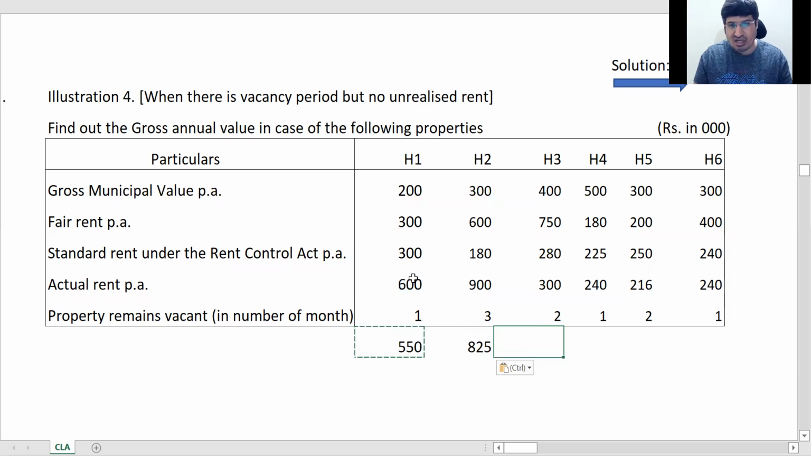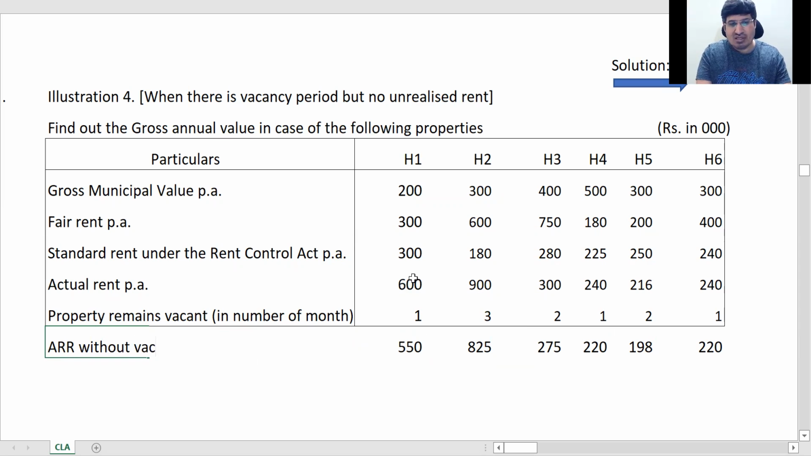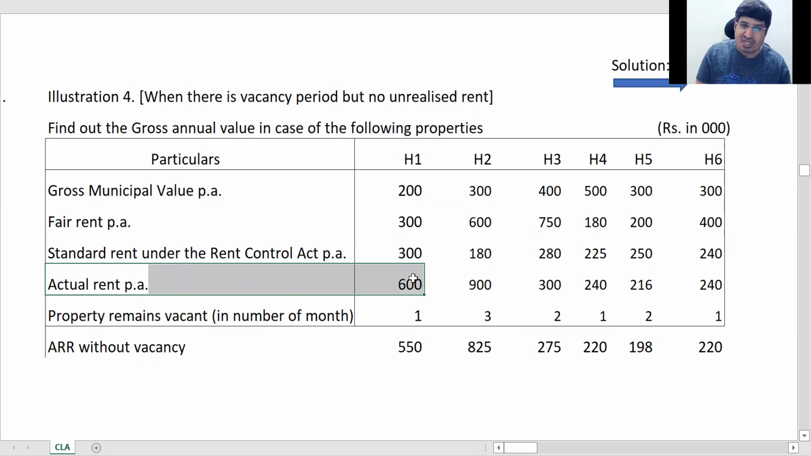550, and here others quickly just calculate and see. So I'm saying 11, ARR without vacancy. This ARR without vacancy, this is our original step. Here they have given in the problem 12 months. That is another thing, but we will go by our steps. So this is our elder brother actually, with vacancy.